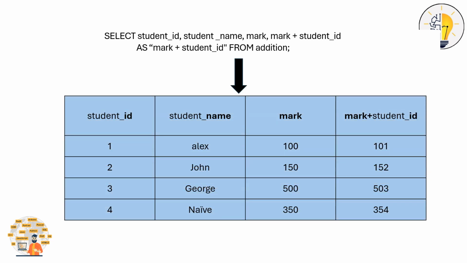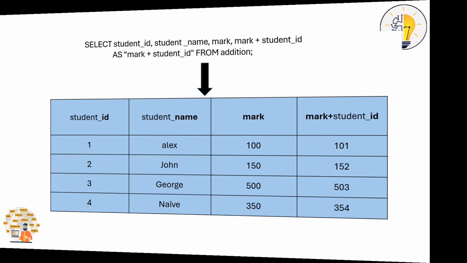Okay. So you can see these are the student name and mark. Now here is mark plus student ID. This is the mark plus student ID 1, 101. 150 plus 2, 152. 500 plus 3, 503. So this is how it follows.